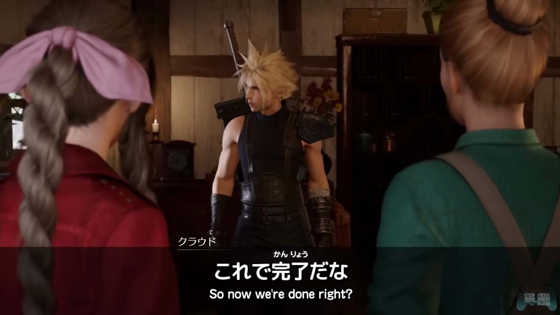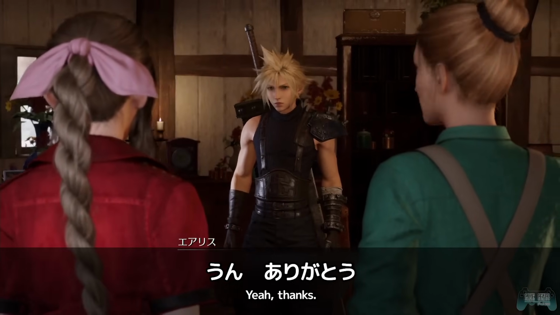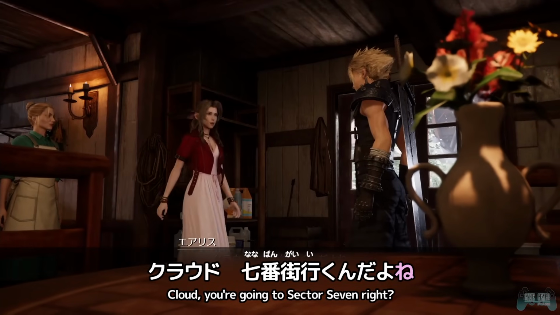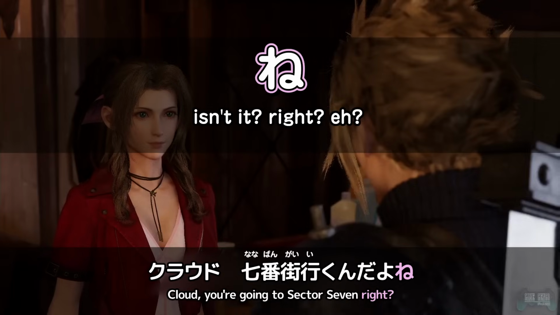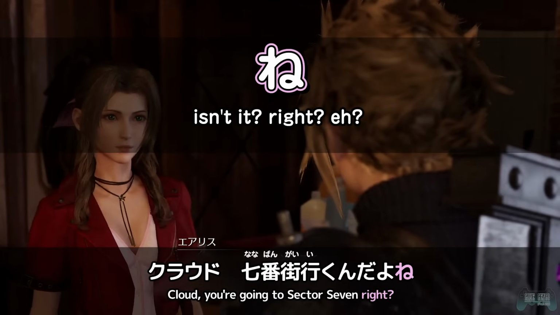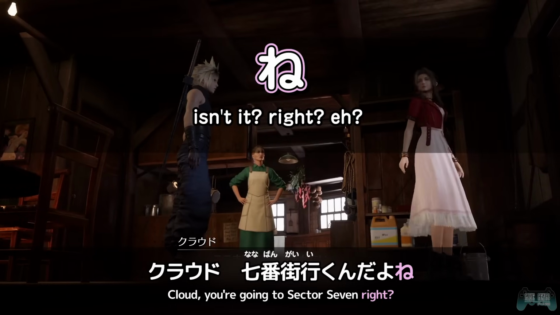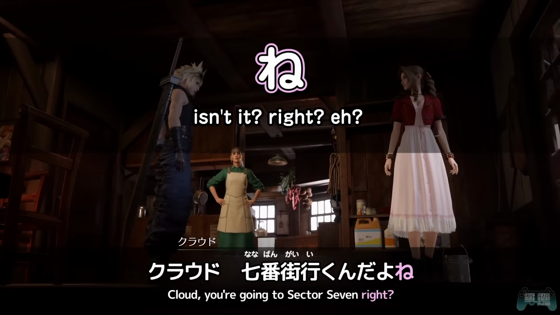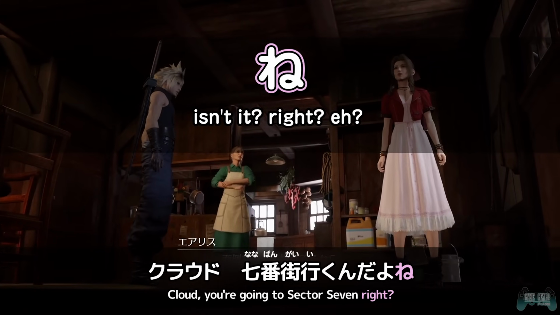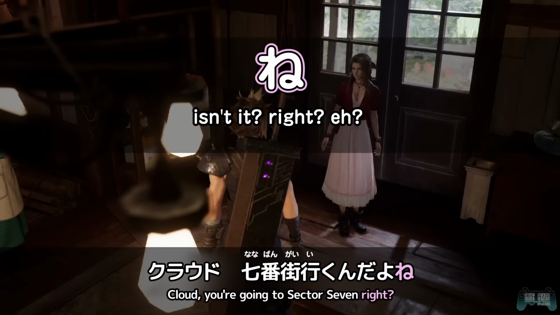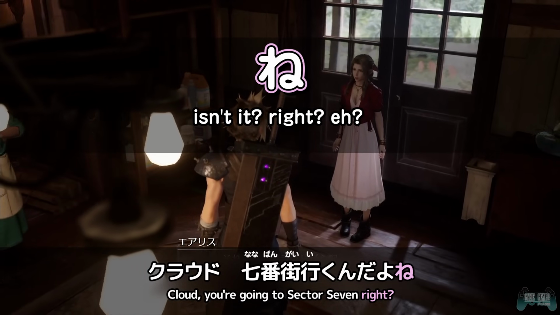ありがとう。クラウド、7番街行くんだよね。 Ne, isn't it, right? So the particle ne is a sentence-ending particle that is used to confirm something with someone. It's very similar to right, or don't you think so?